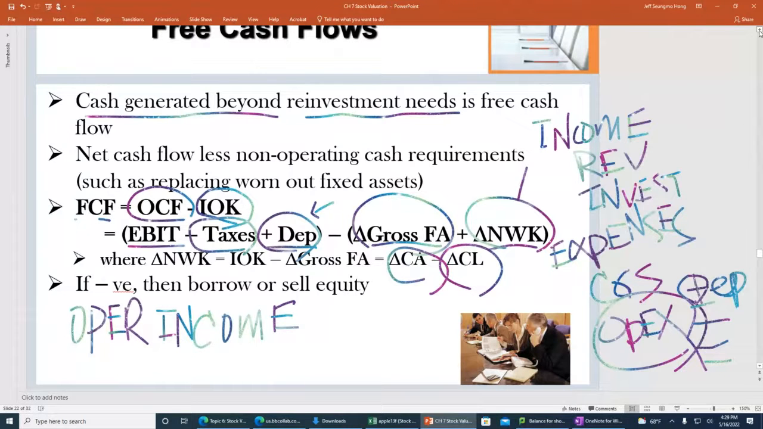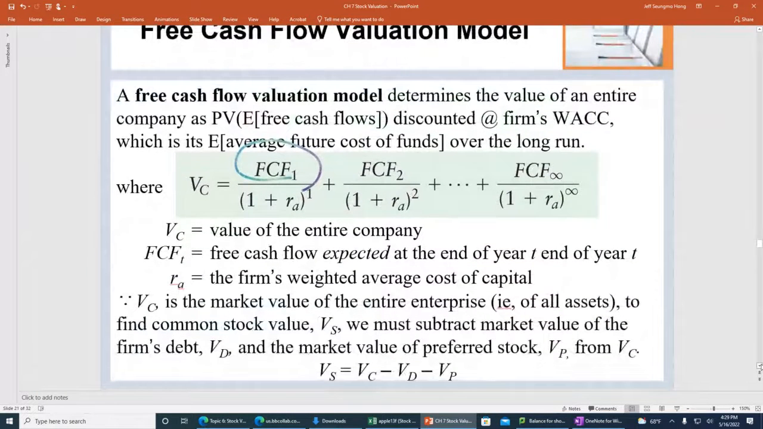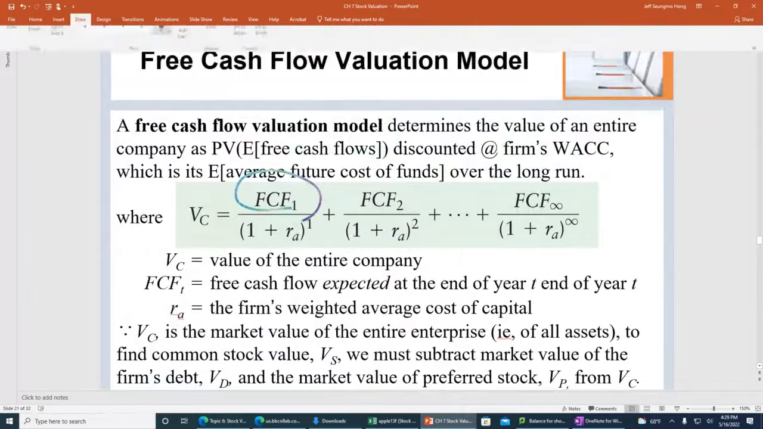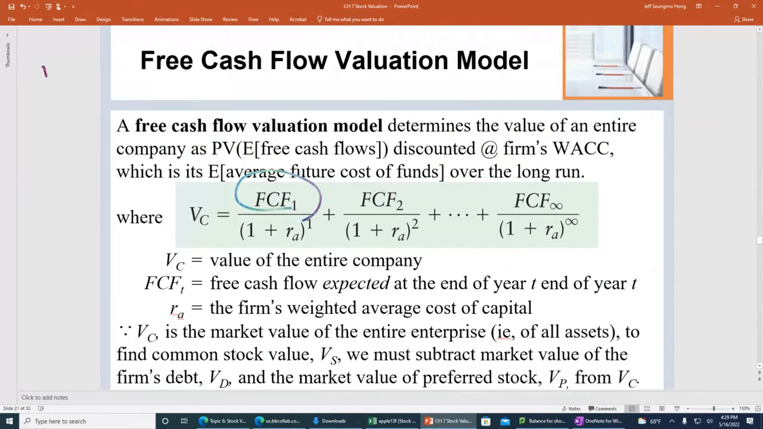But then why do we use this model? The answer is, if the firm doesn't pay any dividend, then we cannot use the dividend discount model. The dividend discount model breaks down if the firm doesn't pay any dividend, right? Makes sense. Therefore, in that case, instead of dividend, we use free cash flow, right?